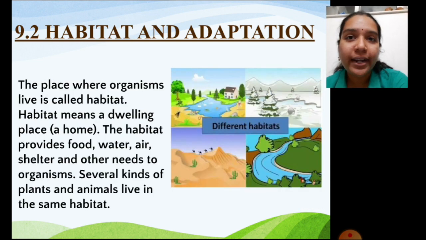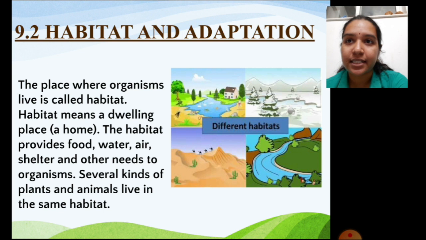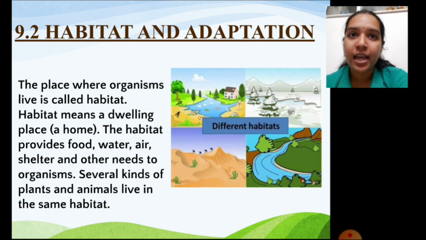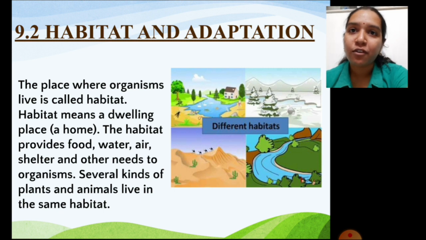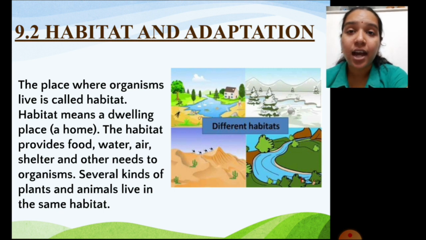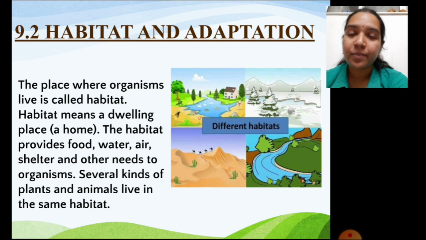Like we already discussed, the place where organisms live is called habitat. In short, habitat means home. The habitat provides food, water, air, shelter and other needs to that organism to live and grow. And also the same habitat can be shared by many plants and animals.